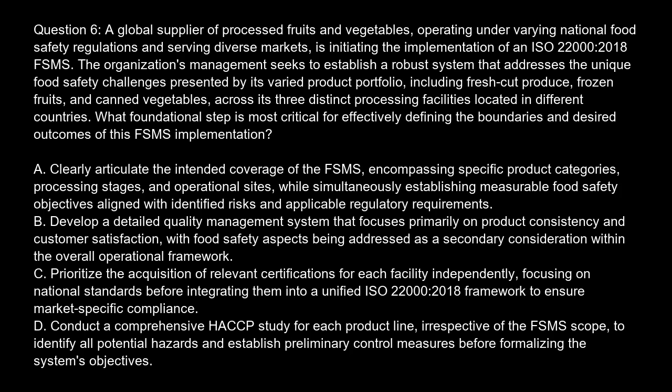Option C. Prioritize the acquisition of relevant certifications for each facility independently, focusing on national standards before integrating them into a unified ISO 22000:2018 framework to ensure market-specific compliance. Option D. Conduct a comprehensive HACCP study for each product line, irrespective of the FSMS scope, to identify all potential hazards and establish preliminary control measures before formalizing the system's objectives.